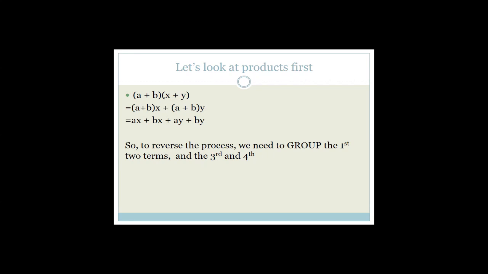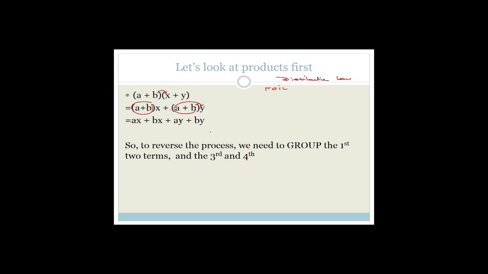When you're multiplying out these brackets, remember we are using the distributive law, which means we're multiplying everything within the bracket with everything else. Remember we're using FOIL. We multiply the whole bracket with the X, and then the whole bracket with the Y. So it becomes A times X is AX, plus B times X is BX, plus A times Y is AY, plus B times Y is BY. So that would be multiplying it out.